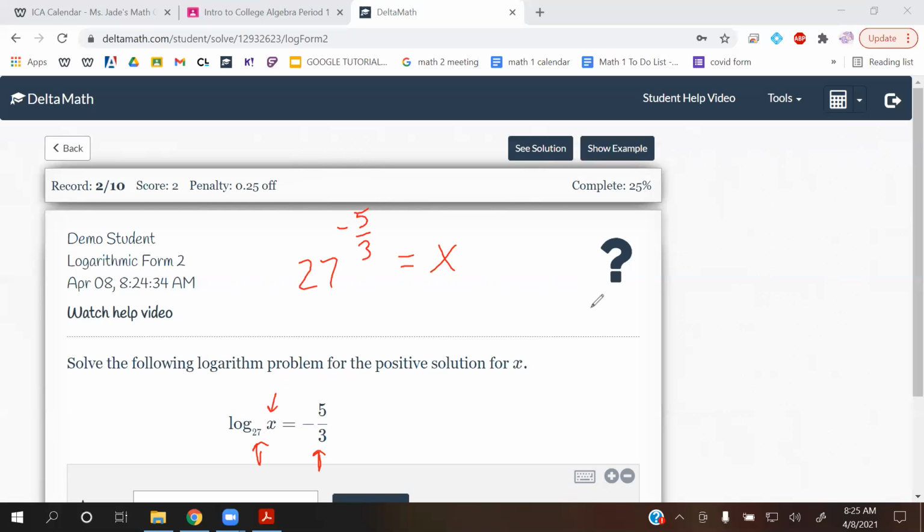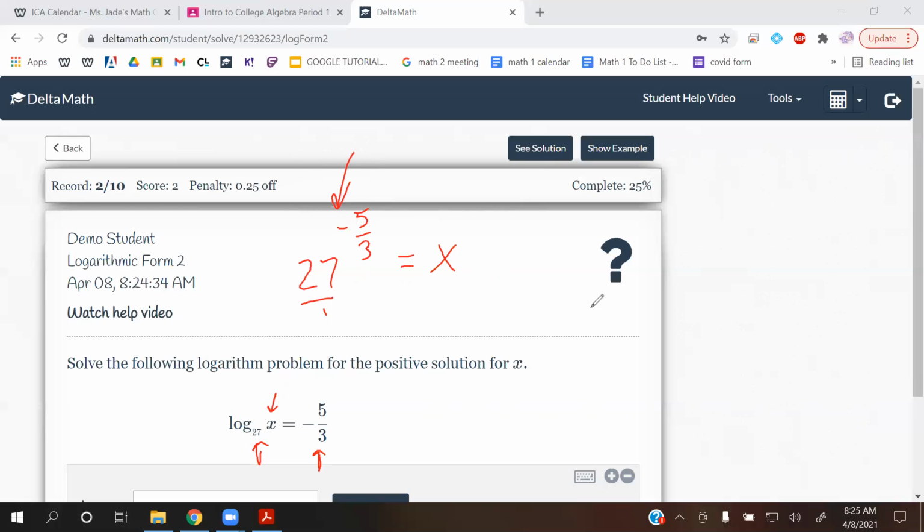So once again, I said I like dealing with the negative first. You can deal with the fraction first, or the negative first. You can raise it to the power of 5 first. It doesn't really matter what order you do it in. But personally, I think it just makes it easier to deal with the negative first. Just personal preference, but you can do it whichever way you want. So I'm going to deal with the negative first.